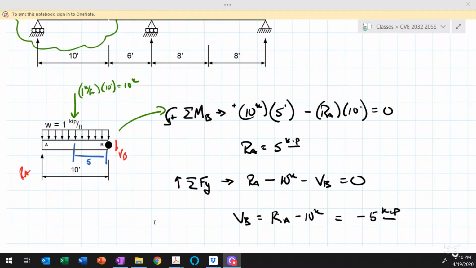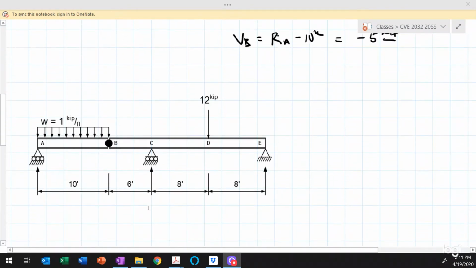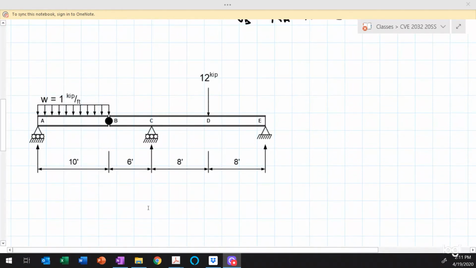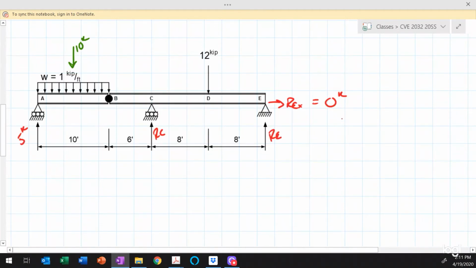Okay, so now that I have the reaction at A, I'm going to scroll down and look at the free body diagram of the beam as a whole. Now I can say that I know this reaction force is equal to 5 kips already. And I can use that along with my other equations of equilibrium in order to solve for the remaining reactions. So we'll call this R sub C, we'll call that R sub E. There is also an R sub EX here, but hopefully you can all agree that that's equal to 0 kips by observation.